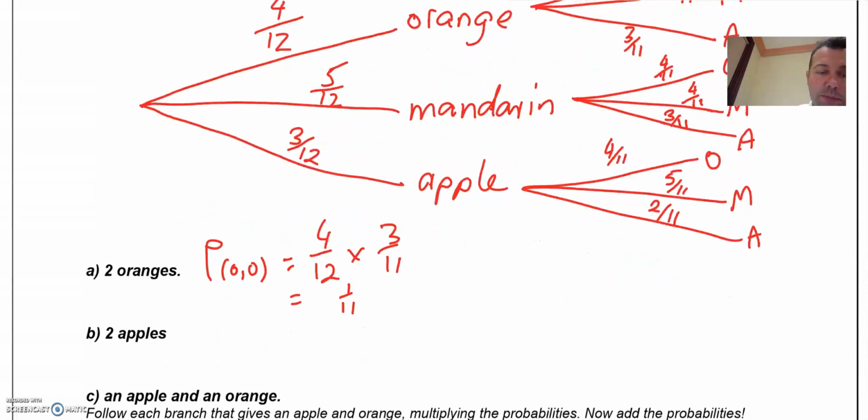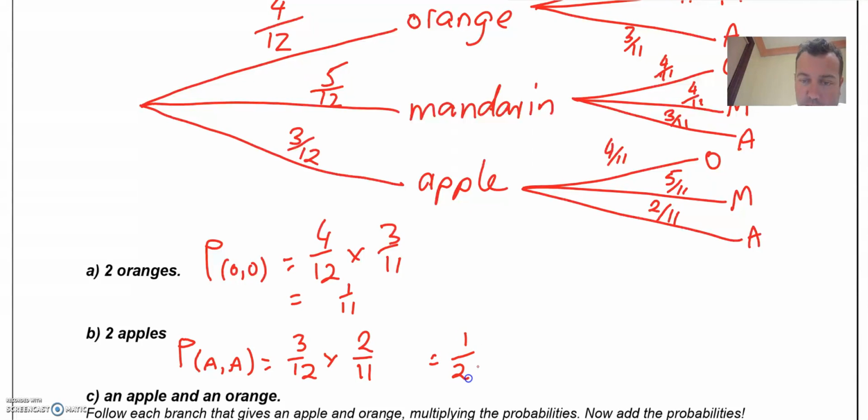2 apples. Probability, apple, equals 3 over 12 multiplied by, here's my other apple, 2 over 11, I think that equals 1 over 22. Yeah, how do you like them apples? There you go. Pretty sure that's right. I think that's right. 6 over 132, yep, 1 over 22. There you go.